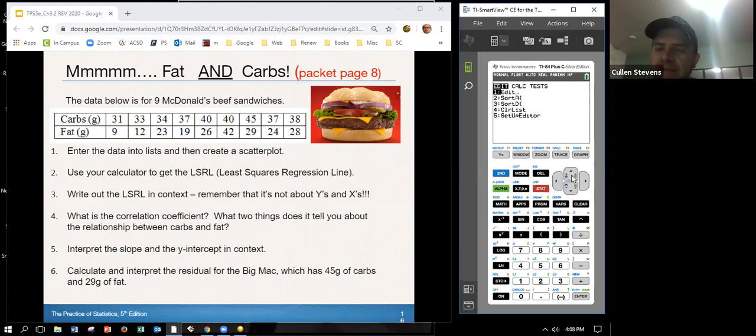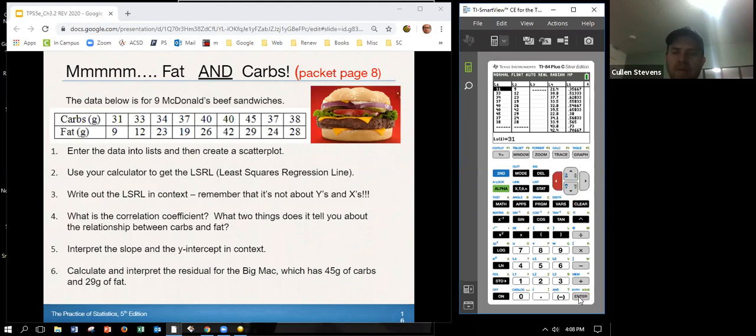So I'm going to go to Stat, and I'm going to go to Edit, and I've already put my points in. Remember that we're just putting our X's in. This is going to be our carbs, and our Y is going to be our fat. So when we get the slope, the change in Y over change in X is going to be the average change of grams of fat over our change in carbs.